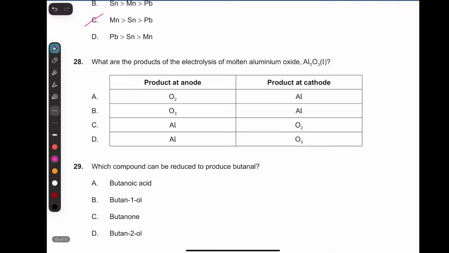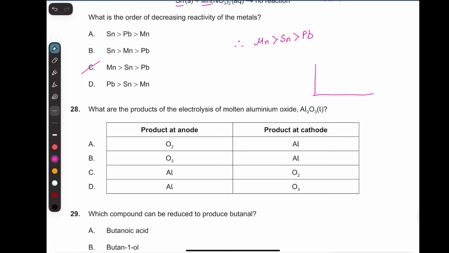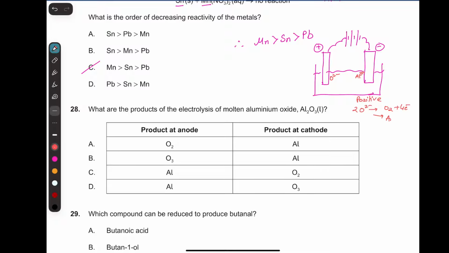What are the products of electrolysis of molten Al2O3, liquid Al2O3? So we just have to draw a small electrolysis setup and we can deduce all of this. So this is the positive terminal, this is the negative terminal. Al3 plus ions will run towards the negative terminal, O2 minus will run towards the positive terminal.